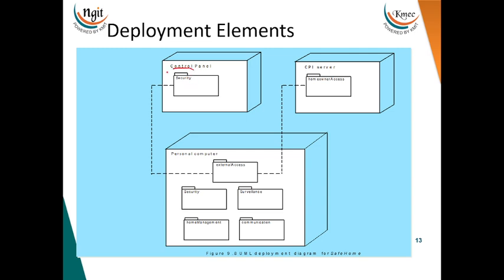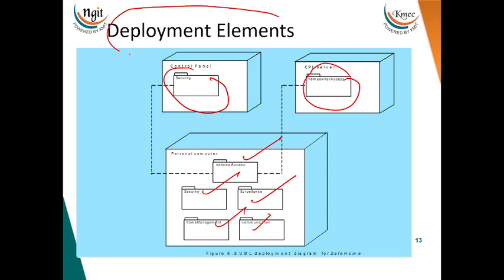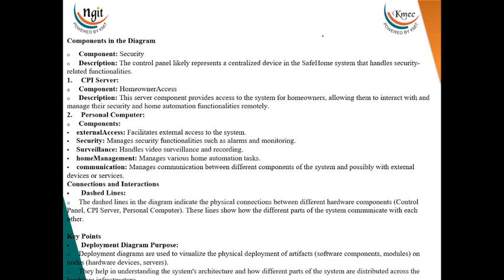Control panel. There is security for it. Home server, homeowner access, and your external security, surveillance, and everything. These are the deployed elements which are given here, and the dotted lines are nothing but connections. Personal computers which all have external access, security, surveillance, management. It is connected to the security and also to the homeowner. This is nothing but your deployed model, and the component diagram.